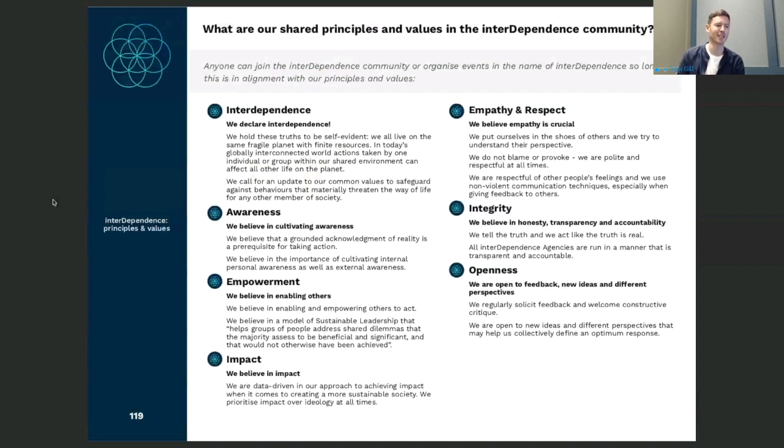Honesty, transparency, accountability. And this is something that we very much plan to include in the governance of all interdependence agencies. And openness, so being open to new ideas, feedback. So this may well be something that gets added to over time by members of the community, but this is the starting batch of values and principles.